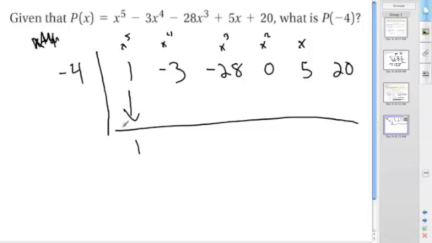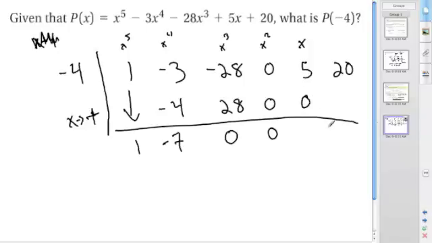And drop down the 1. Negative 4 times 1 is negative 4. And again, you add. It's multiply, then add. So negative 3 plus negative 4 is negative 7. So negative 4 times negative 7 is positive 28. So when you add negative 28 plus 28, you get 0. Negative 4 times 0 is 0. Negative 4 times 0 is 0. 5. And negative 4 times 5 is negative 20. And you get 0.